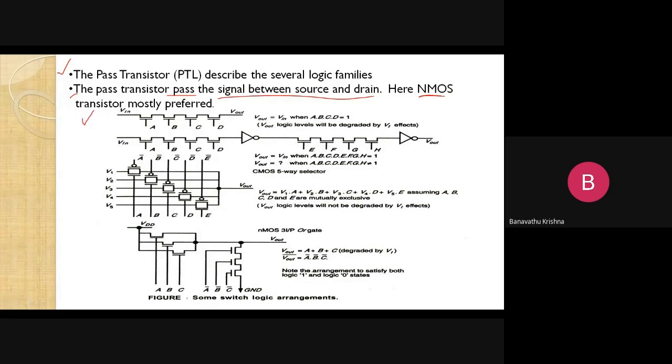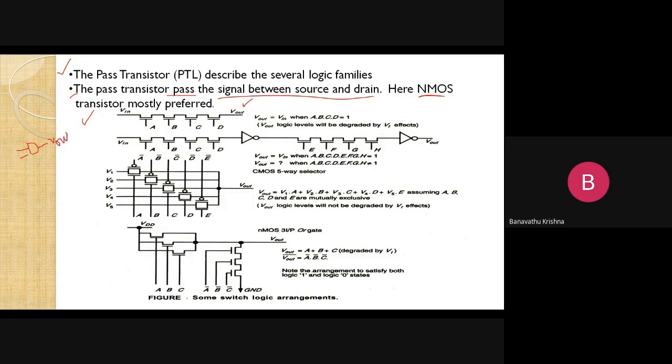Here I am going to apply V input, and here I am going to get the output response V out. Transistors A, B, C, and D are the 4 transistors. You know the AND gate. Let us see this AND gate here: A is one input, B is the other input, and this is the output response.